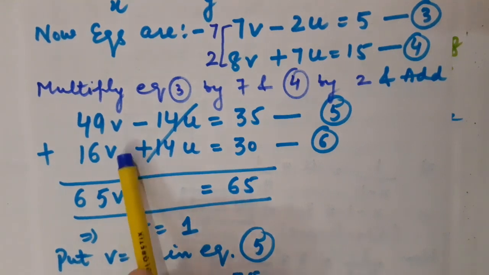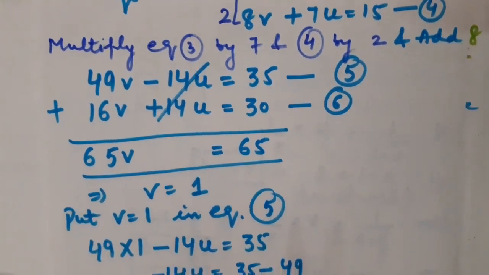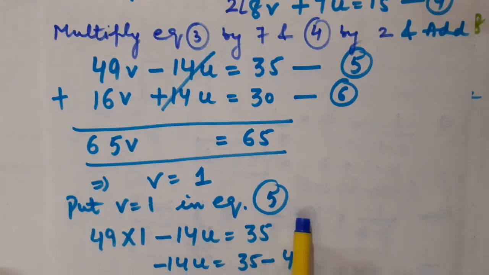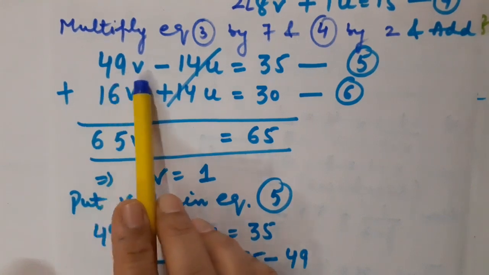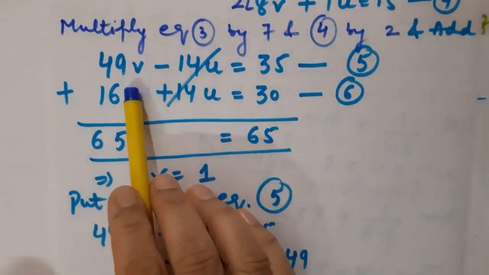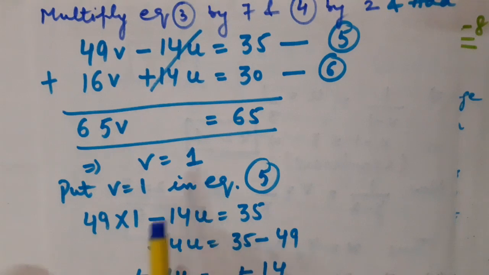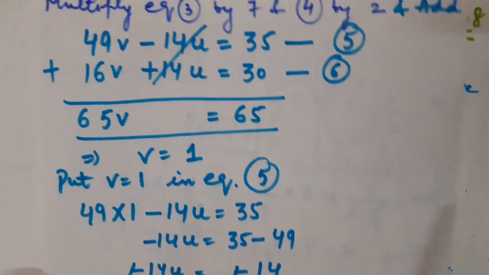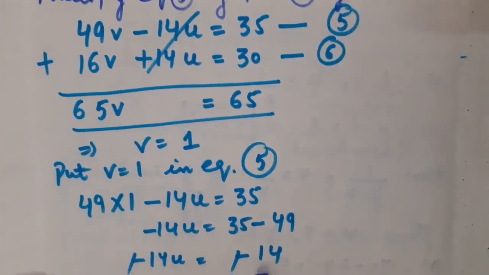So what I have got, children, is 65v is equal to 65. So what would be the value of v? V will be 1. Now put v is equal to 1 in equation number 5. What was equation number 5, children? This is equation number 5, that is 49v minus 14u is equal to 35. So in place of v I am going to put 1. This is 49 into 1 minus 14u is equal to 35. Minus 14u is equal to 35 minus 49. So minus 14u is equal to minus 14.